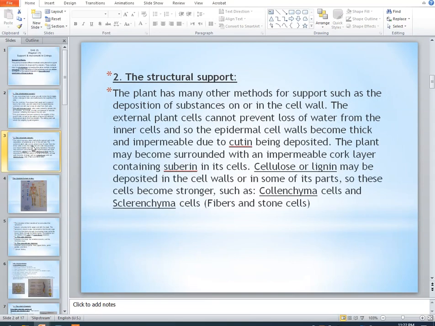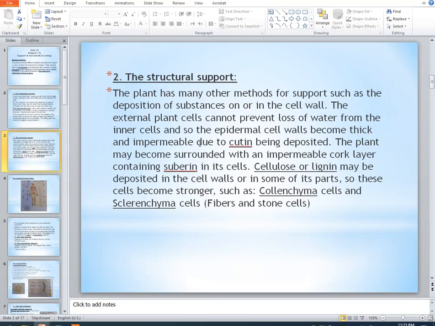Number 2 is structural support. Structural support depends on the structure of the outer wall of the plant. The plant has many other methods for support, such as deposition of substances in the cell wall. The external plant cells can prevent loss of water from the inner cells, and so the epidermal cells will become thick and impermeable due to cutin, which deposits on the wall.